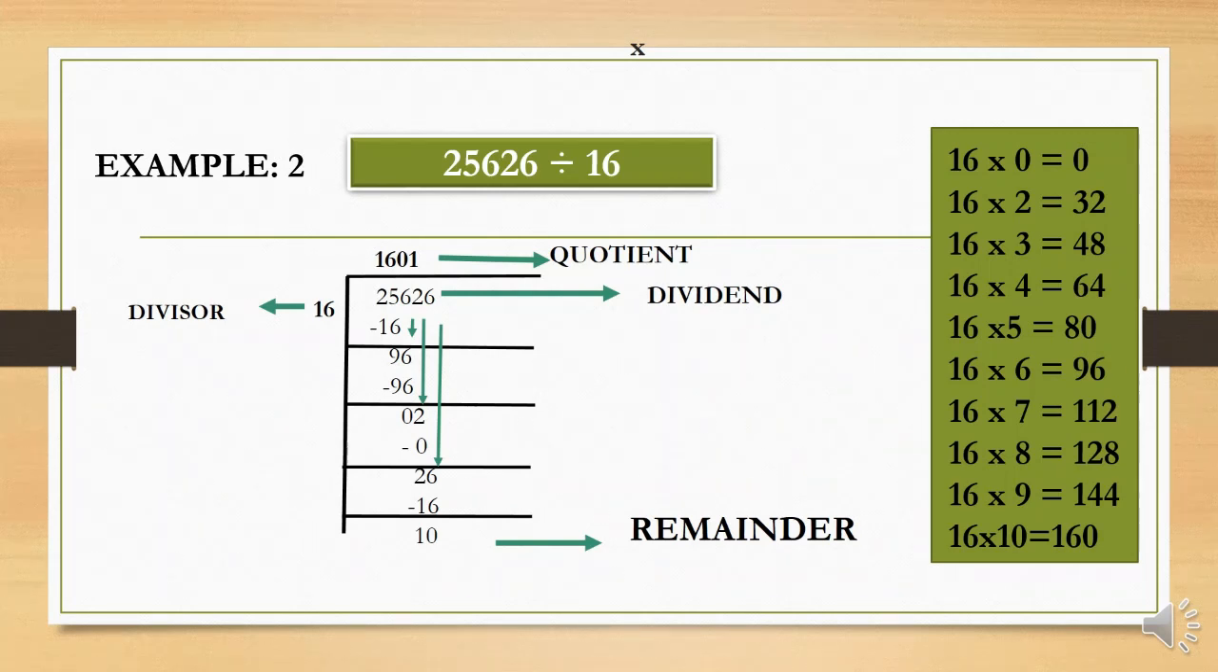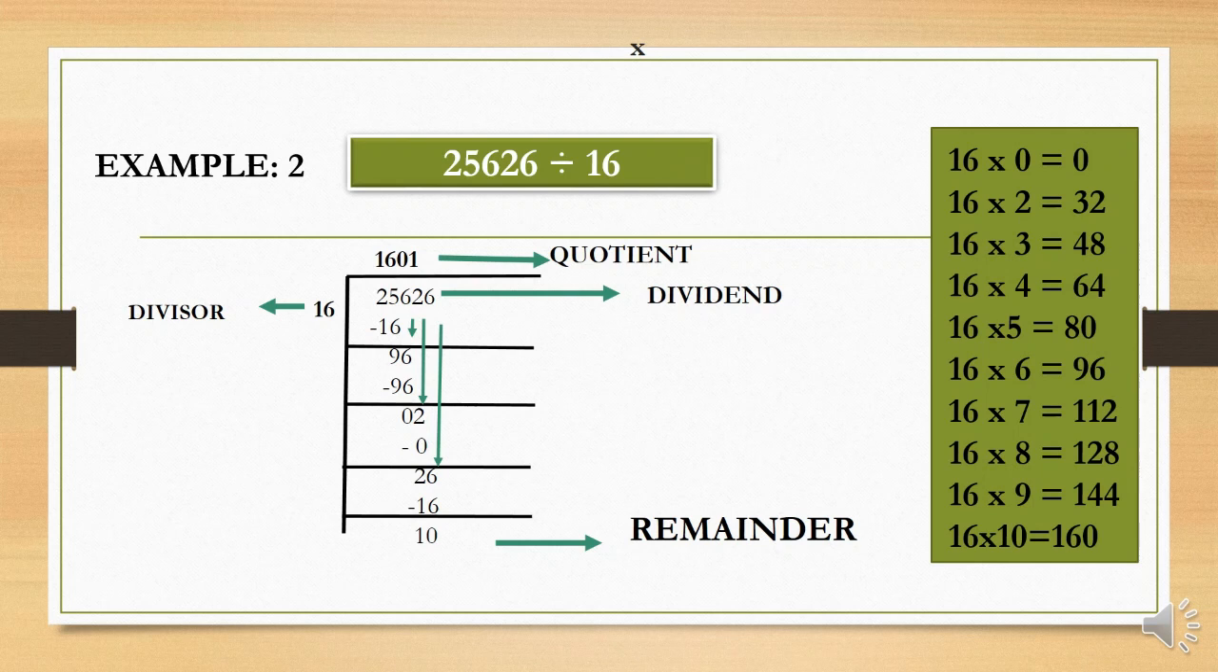Here 2 is smaller than 16. There are not enough tens to divide. So now write 0 in the quotient above 2. Therefore subtract 0 from 2, which is equal to 2. Now bring down the next digit, that is 6.